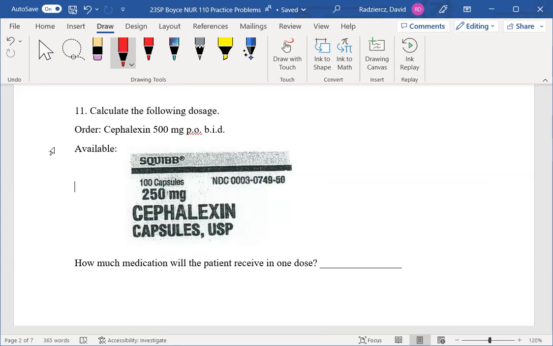What, 250? 2 capsules. Okay. Good. All right. Yeah. So now you might be wondering, are they going to be this easy? Some of them, yes. It's not supposed to be something that's going to stump you. It's about practicing and getting the easy ones right.